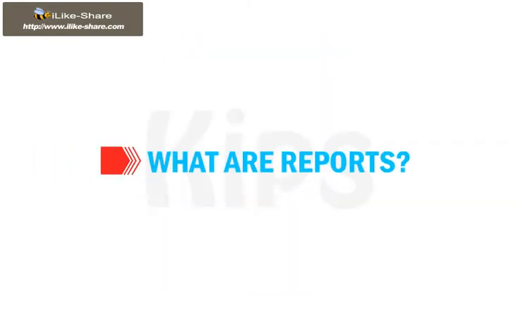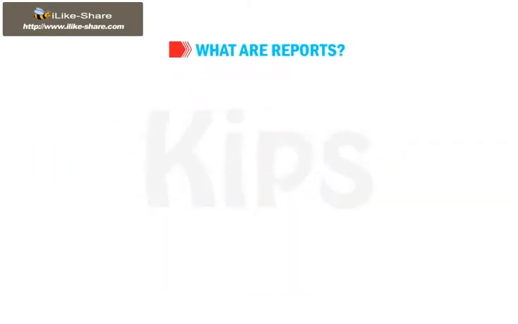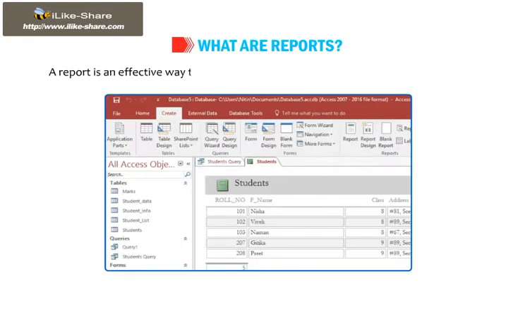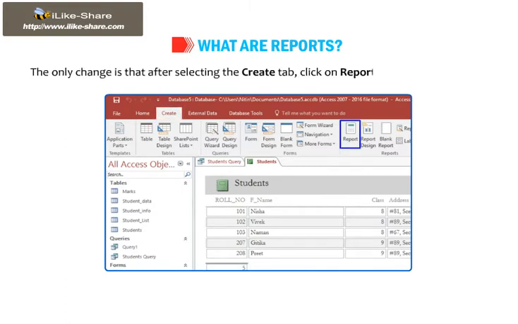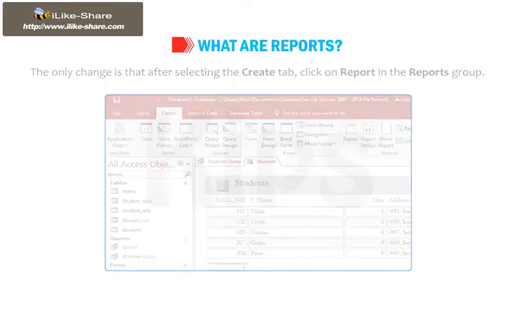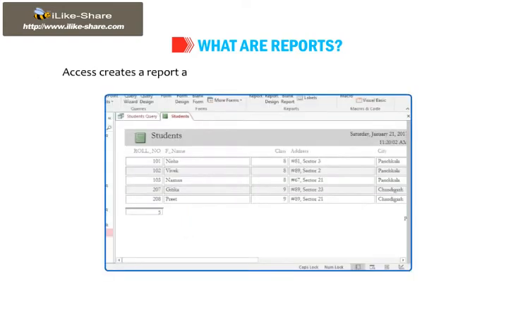Okay, let us understand what are reports. A report is an effective way to organize and summarize data for viewing or printing. A report can be created exactly in the same way as we have created a form. The only change is that after selecting the Create tab, click on Report in the Reports group. Access creates a report and places all fields of the selected table in the report.